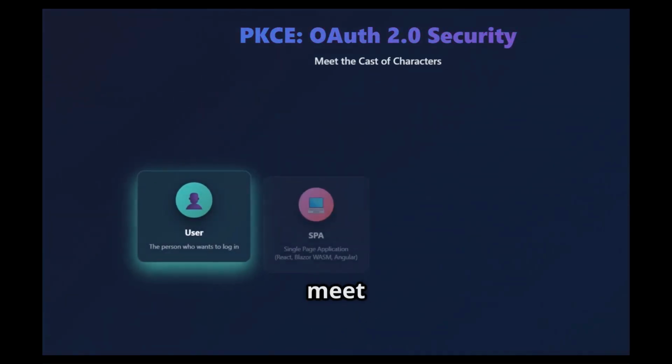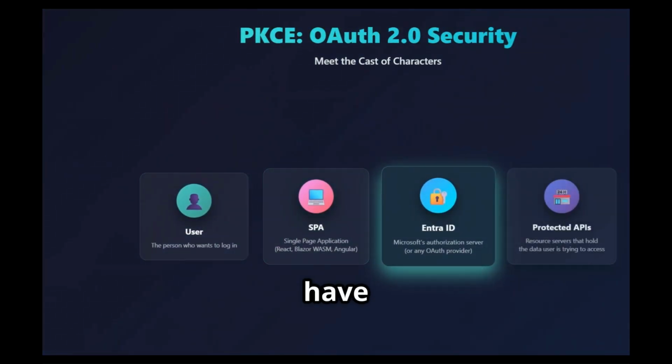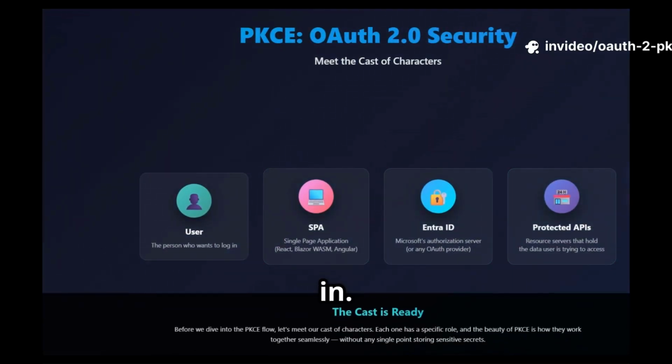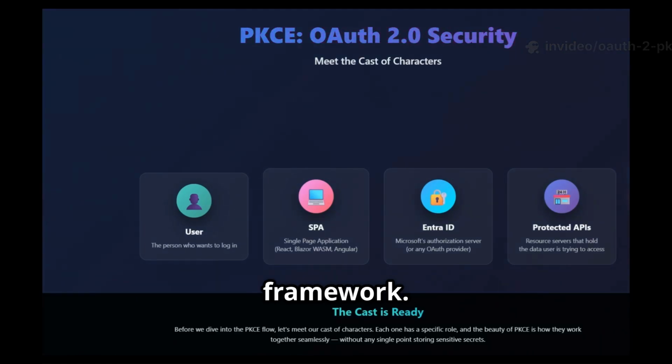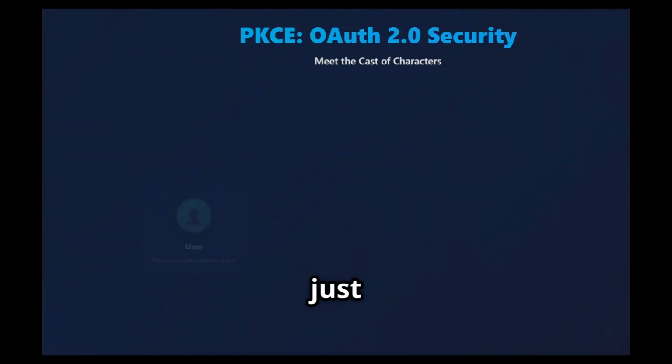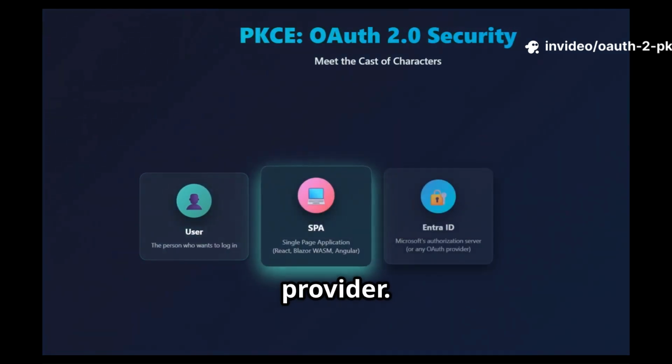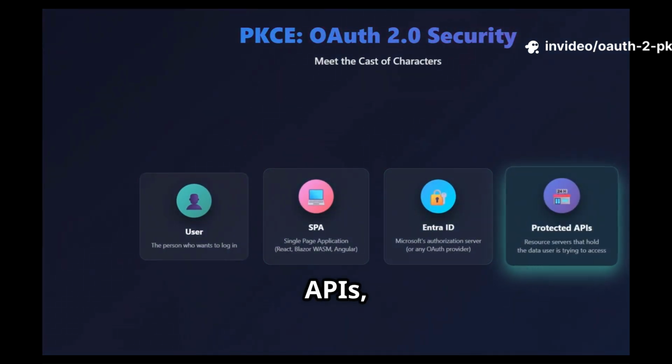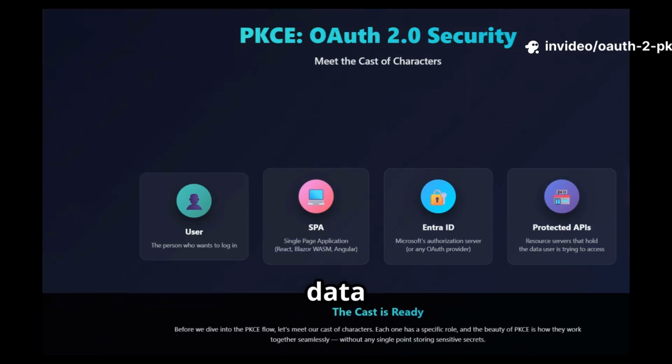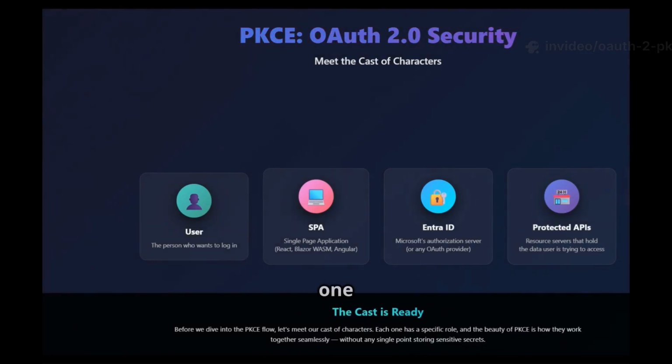Before we dive into the flow, let's meet our cast of characters. First, we have the user, the person who wants to log in. Then there's the SPA, your single-page application built with React, Blazor, WASM, Angular, or any other framework. Entra ID plays the role of Microsoft's authorization server, though it could just as easily be any OAuth provider. And finally, we have a couple of APIs, the protected resource servers that hold the data the user is trying to access. Each one has a specific role, and the beauty of PKCE is how they work together seamlessly, without any single point storing sensitive secrets.